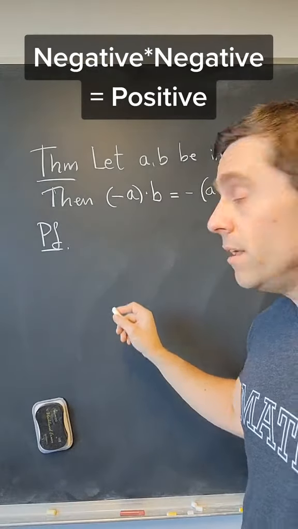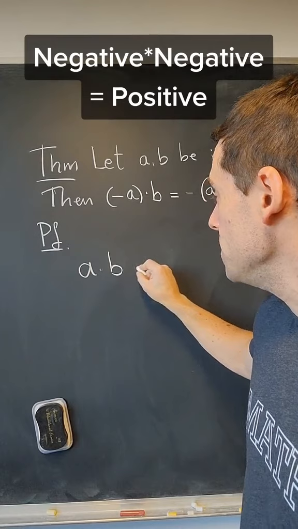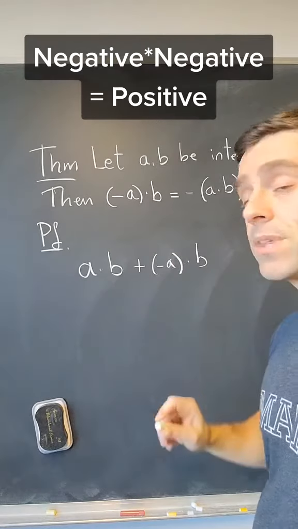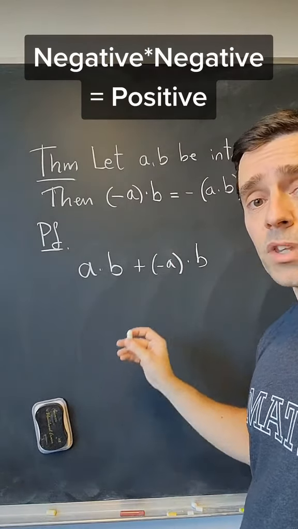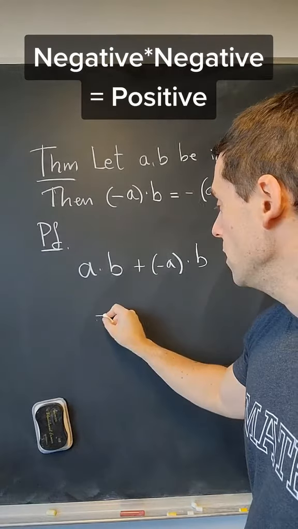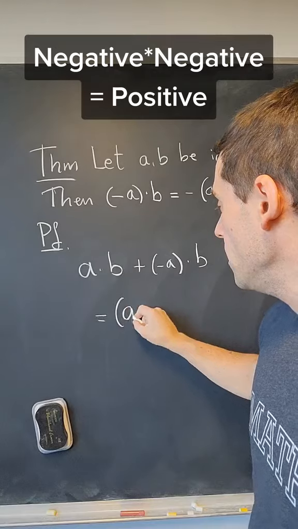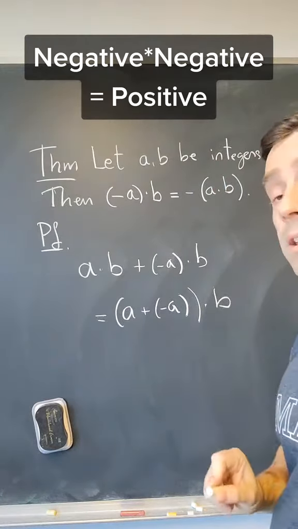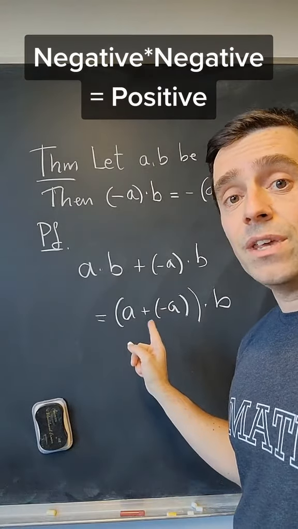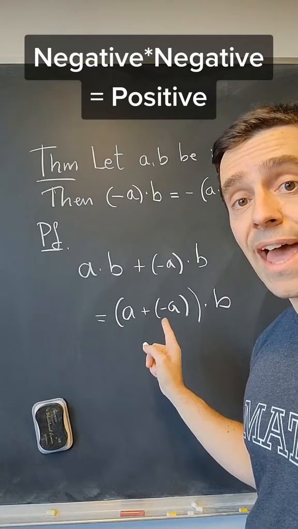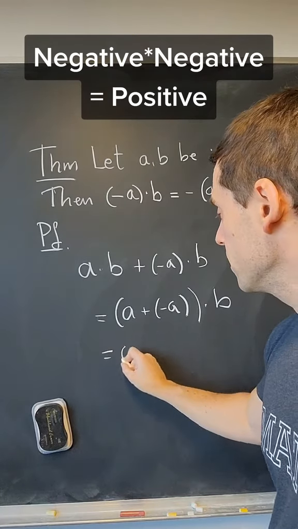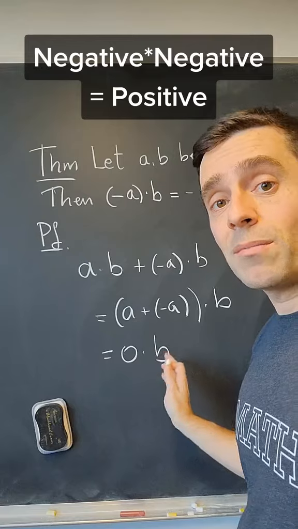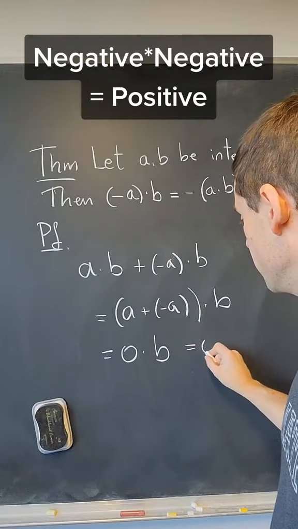We are going to add a times b plus (-a) times b, and then we'll see in a moment what we get. So I'm going to take a common factor of b. This is (a plus -a) times b. Now -a is the additive inverse of a, so a and -a add up to 0. So this is 0 times b. And then you've probably separately proved that 0 times any integer is 0, so this is 0.